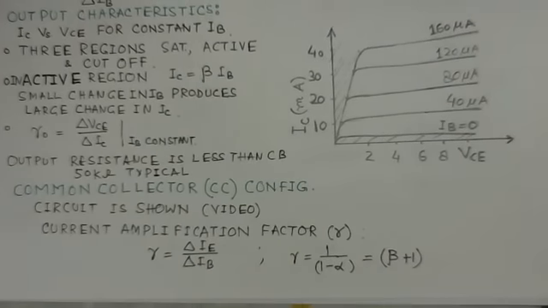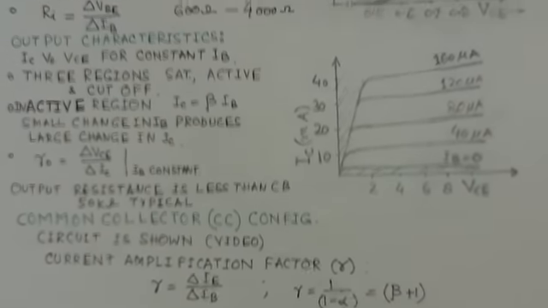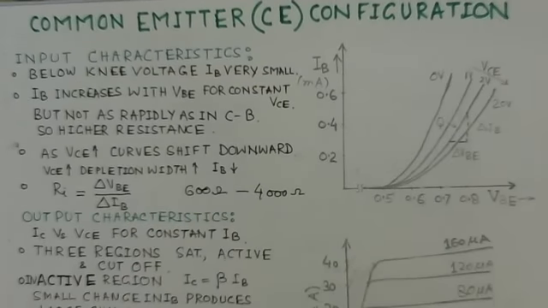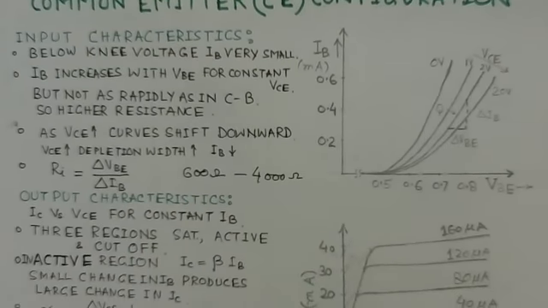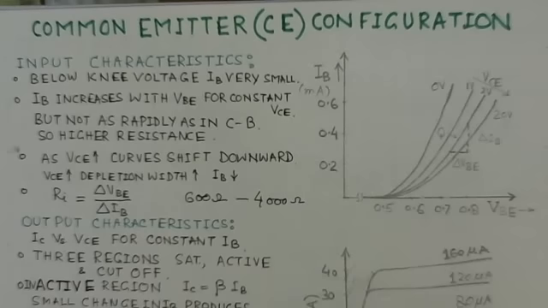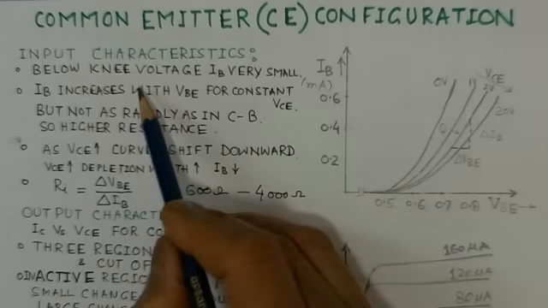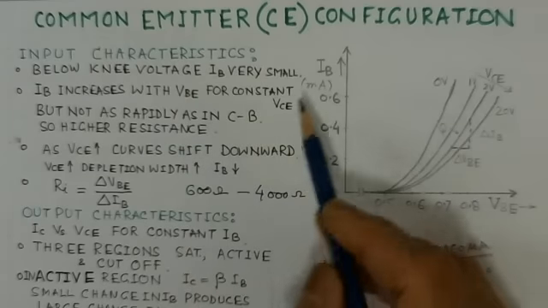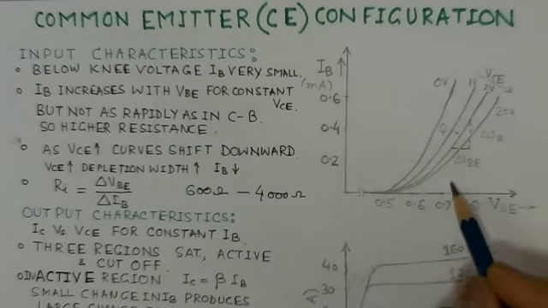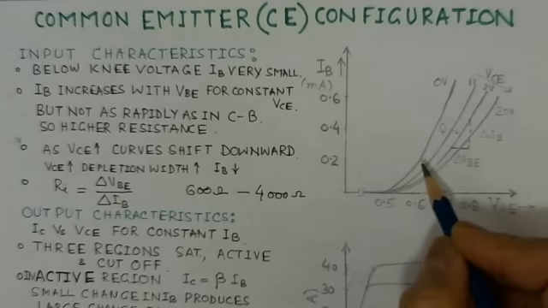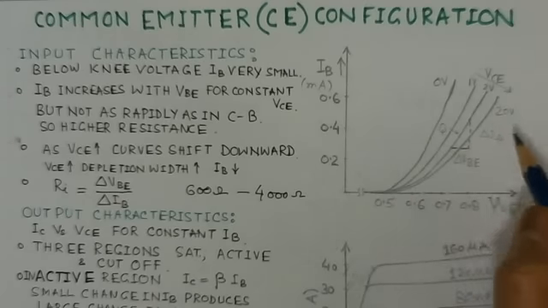Now we talk about the common emitter characteristics for the transistor. Again, we'll see the input characteristics. What we notice here, again, is that below the knee voltage, IB is very small, and IB increases with VBE for constant VCE.